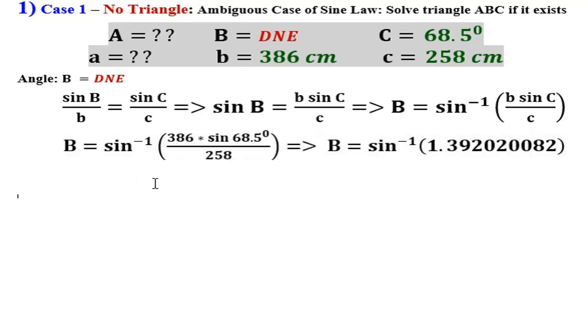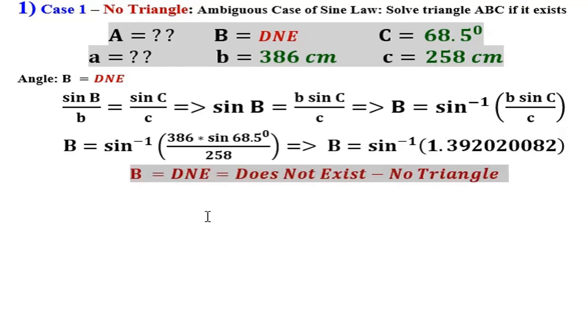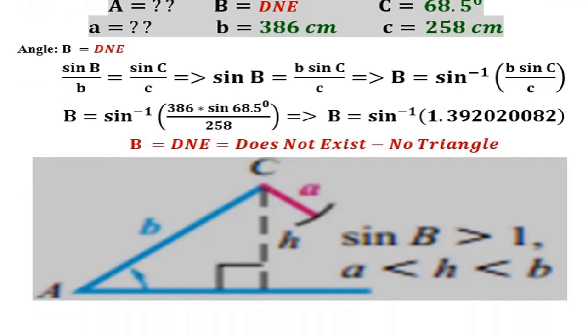Just plug in the numbers. B equals sine inverse of 386 times sine 68.5 over 256. That gives us B equals sine inverse of 1.392. Right away you can see that the sine inverse of 1.392 does not exist, because sine is always between -1 and 1. That means angle B does not exist. There is no such angle, which means no triangle.